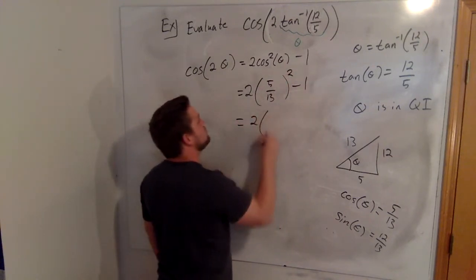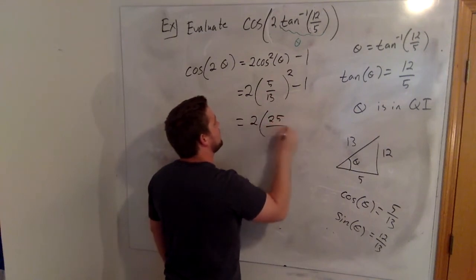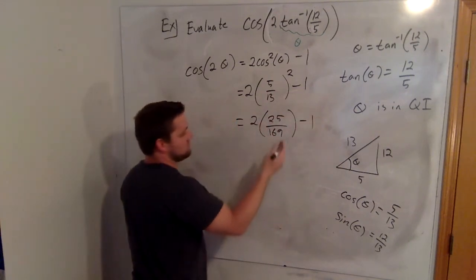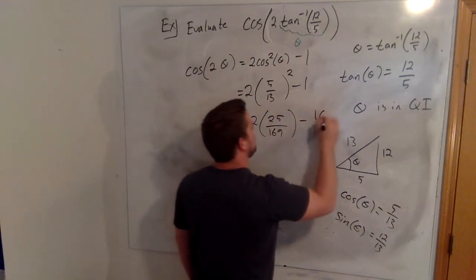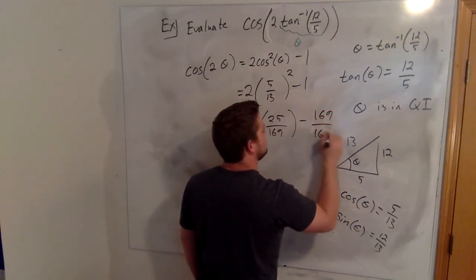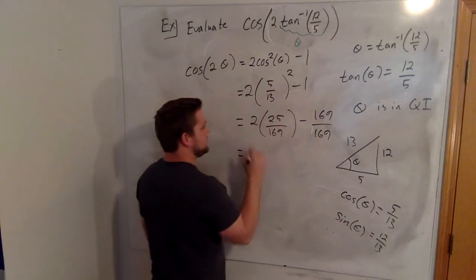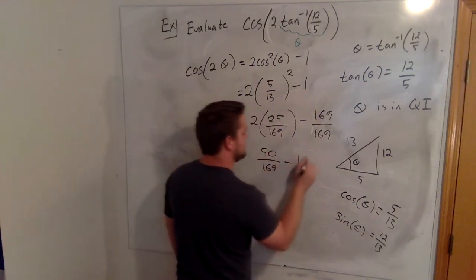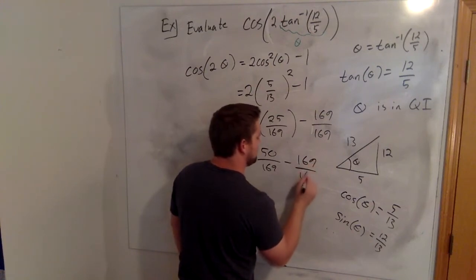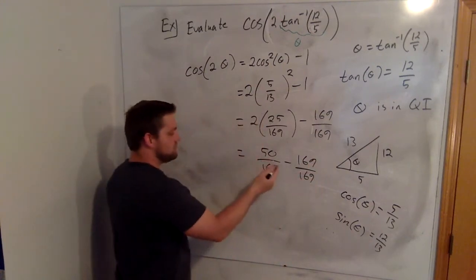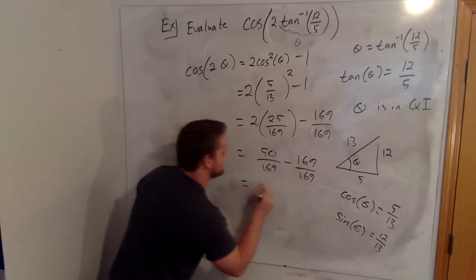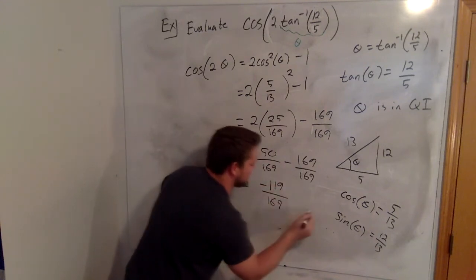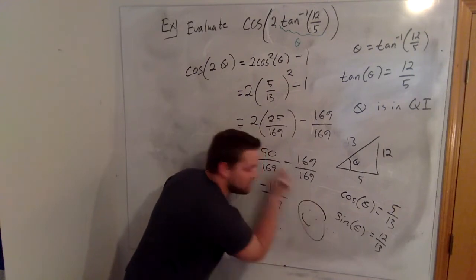We're going to get 2 times 25 over 169 minus 1. How about instead of a 1, we write 169 over 169? So what do we get here? We're going to get 50 over 169 minus 169 over 169. 50 minus 169, that's negative 119 over 169. That deserves a smiley face.